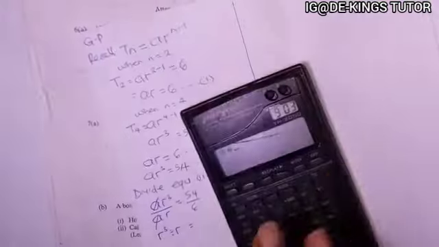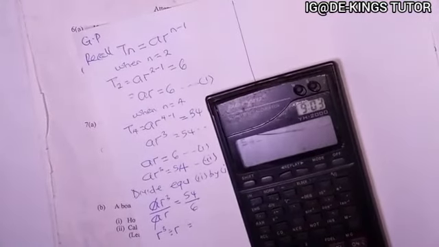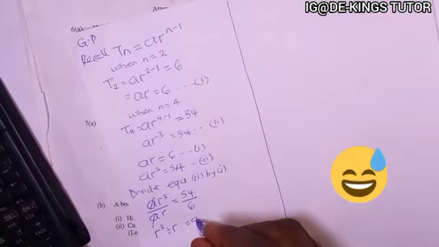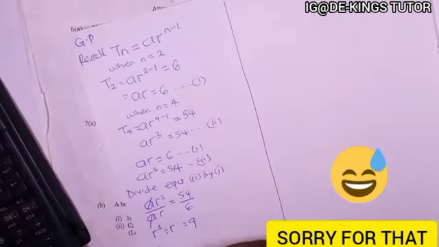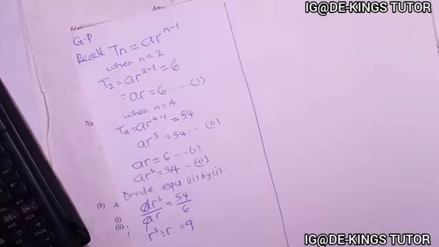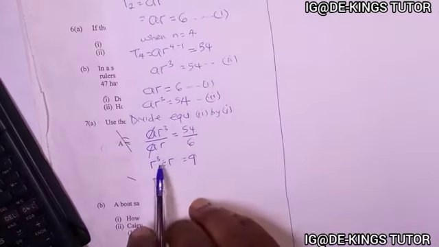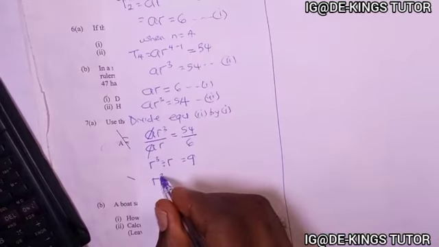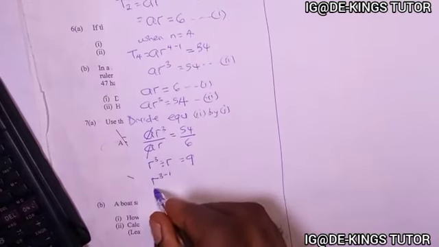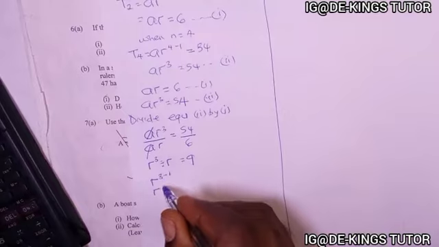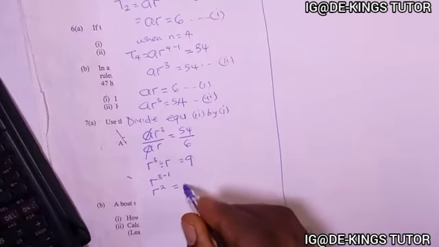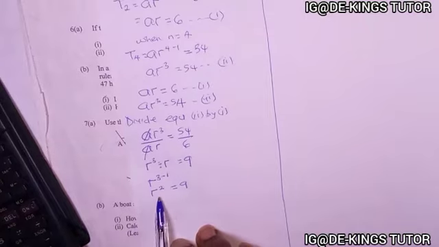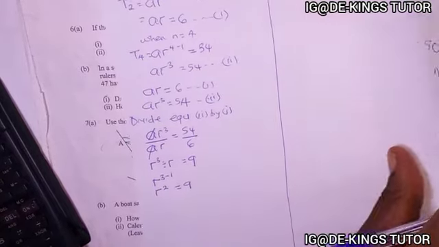54 divided by 6 will give us 9 from our calculator. Now in laws of indices, if we have the same base and it is division, we take one of the base and subtract their powers. So it will be R raised to 3 minus 1. 3 minus 1 is what? 2. So R squared equals 9.